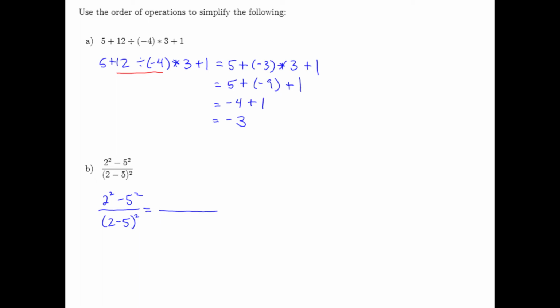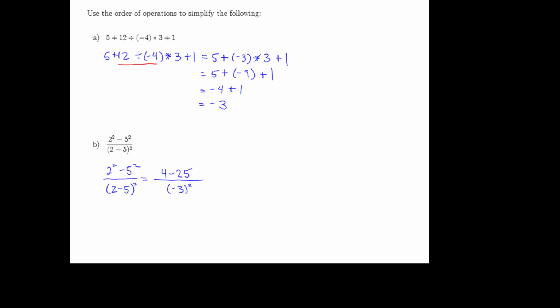In the numerator, 2 squared minus 5 squared, we have two numbers that are squared, and we have subtraction. So we have exponents and we have subtraction. Exponents precede subtraction, so 2 squared will become 4, and 5 squared will become 25. So in the numerator, we have 4 minus 25. In the denominator, we have the expression 2 minus 5 in parentheses, and that's been squared. So we'll apply the parentheses first, and 2 minus 5 will simplify to -3. So in that denominator, we'll have the quantity -3 squared.